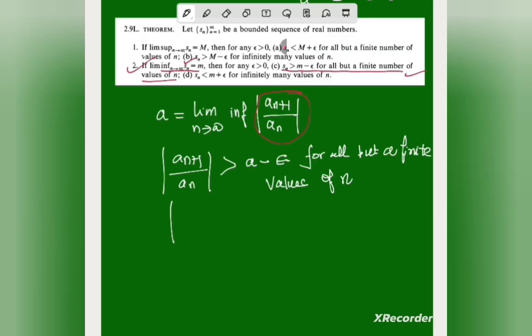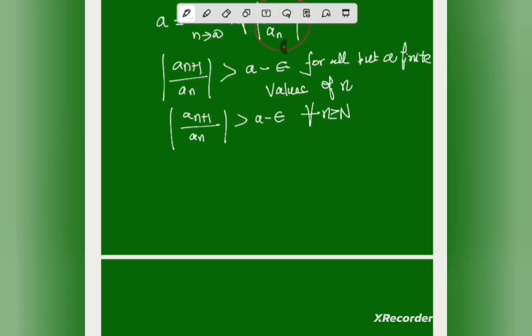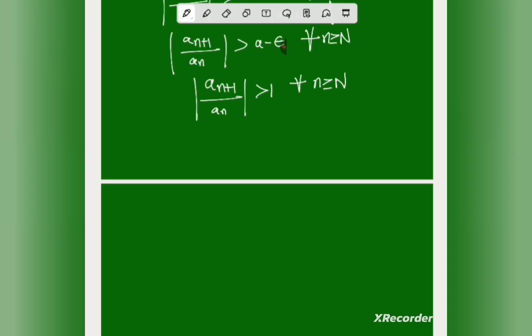So I can write modulus of a_{n+1} by a_n is greater than a minus epsilon, and this is true for every n greater than or equal to capital N. So modulus of a_{n+1} by a_n is greater than 1 for every n greater than or equal to N. When you choose n equal to N, modulus of a_{N+1} by a_N is greater than 1, so you can split the modulus and write that modulus of a_{N+1} is greater than modulus of a_N.